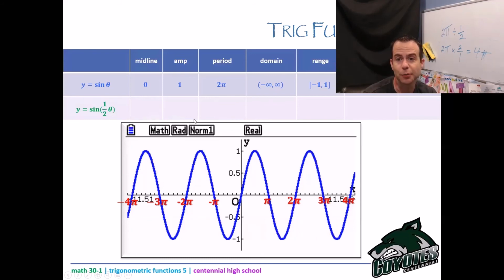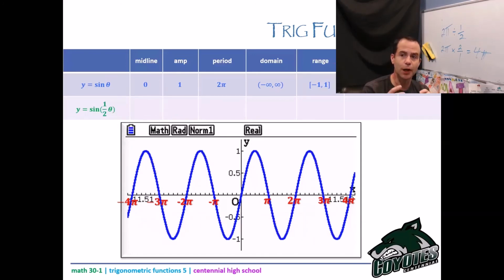Okay, so midline, it won't affect. Let's try and do this without the picture, see how you're doing. The midline won't be affected. Amplitude won't be affected. The new period will be 4 pi, and we just had that conversation. The domain won't be affected. It'll still be a member of the reals. The range won't be affected. The y-intercept won't be affected.